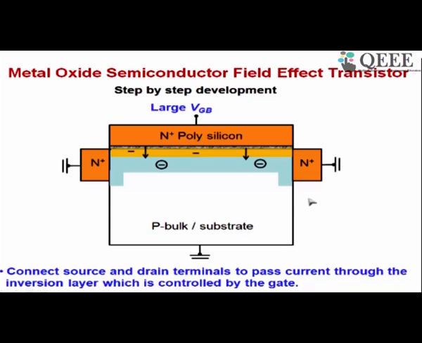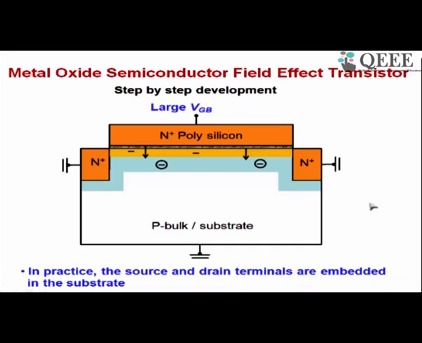Now before that, let us make this device more practical, because in practice you cannot just bring n plus regions like this from outside and stick them to the p region. In practice the picture would be like this. So in practice this n plus and this n plus region will be created out of this p region. So source and drain terminals are embedded in the substrate. Accordingly, the depletion region also has got modified here.